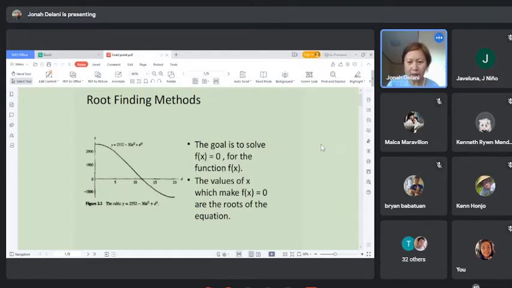Right? So the goal always is to find the value of x such that this equation f of x equal to 0 would be true. We solve for the value of x which makes f of x equal to 0. That value of x would be the root of the equation.